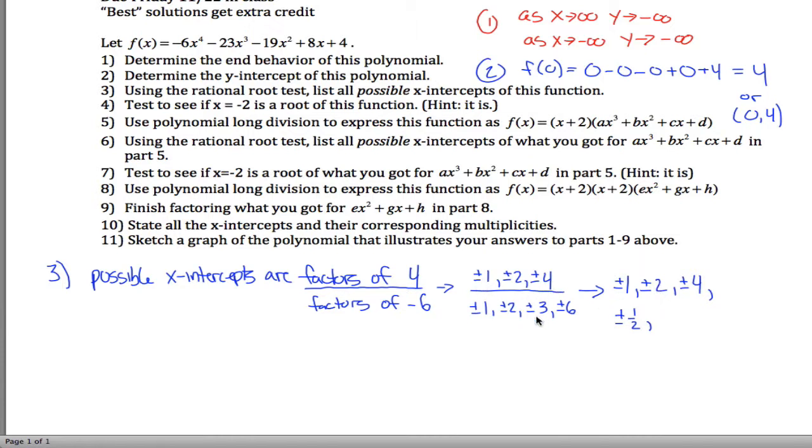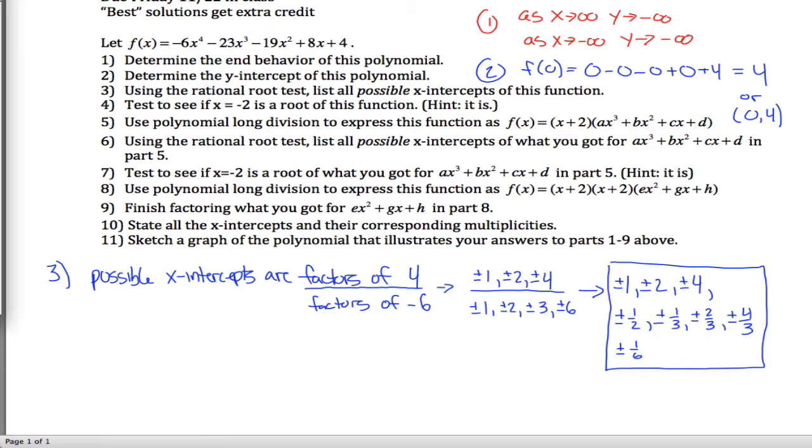And then each of these numbers divided by 3, so plus or minus 1/3, plus or minus 2/3, plus or minus 4/3. And then each of these numbers divided by 6, so plus or minus 1/6, plus or minus 2/6. I already have that here because that's 1/3. Plus or minus 4/6. I already have that here because that's 2/3. So this is my complete list of the possible x-intercepts. All right, that was a pain.